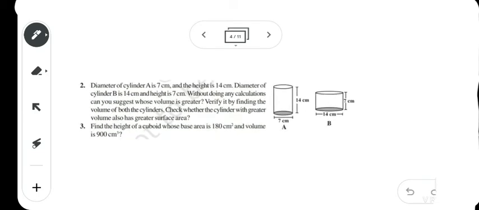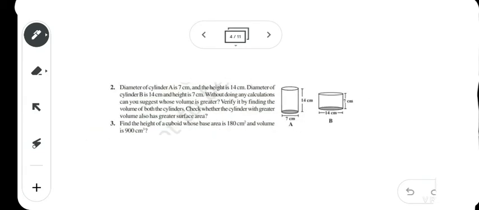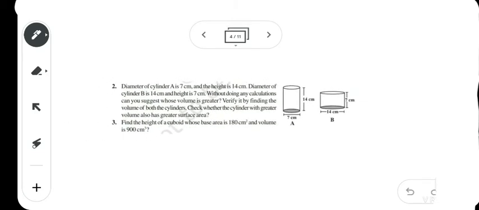Second question is about the diameter of cylinder A. There are two cylinders. First cylinder A and second is cylinder B. Diameter of the first cylinder is 7 cm and height is 14 cm. Diameter of cylinder B is 14 cm and its height is 7 cm.